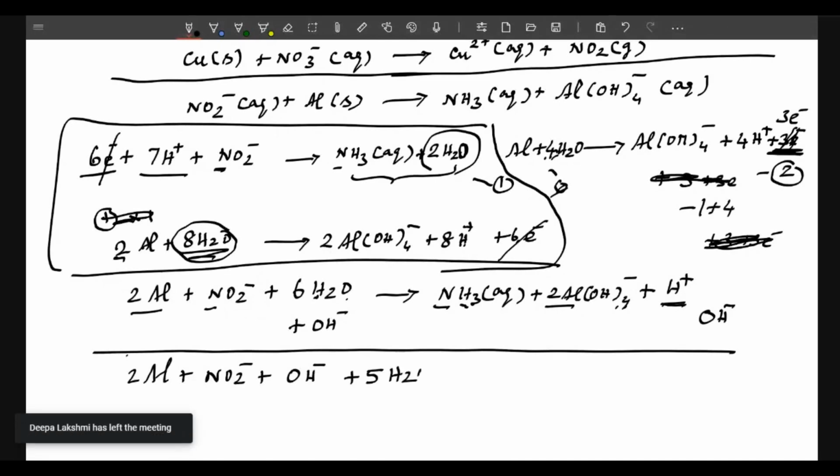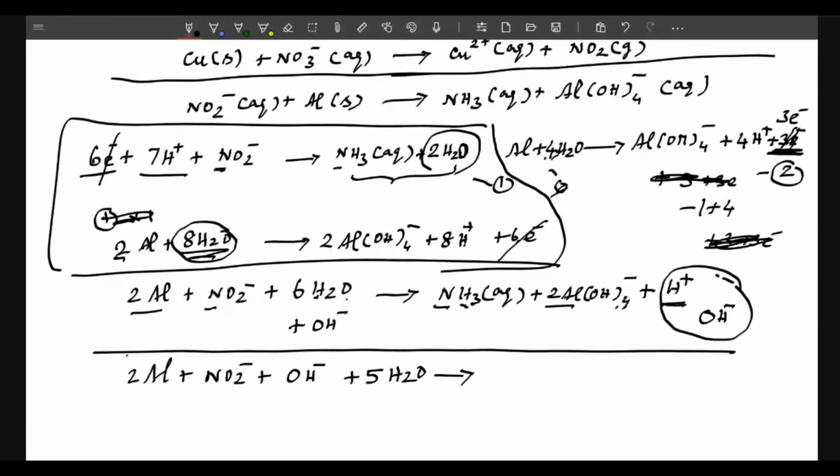Why have I changed into 5H2O? Tell me, anybody? In the neutralization, you are getting one water molecule. Here is 6 water molecules. Therefore, I have subtracted this. Then NH3 aqueous plus 2AlOH4 minus.